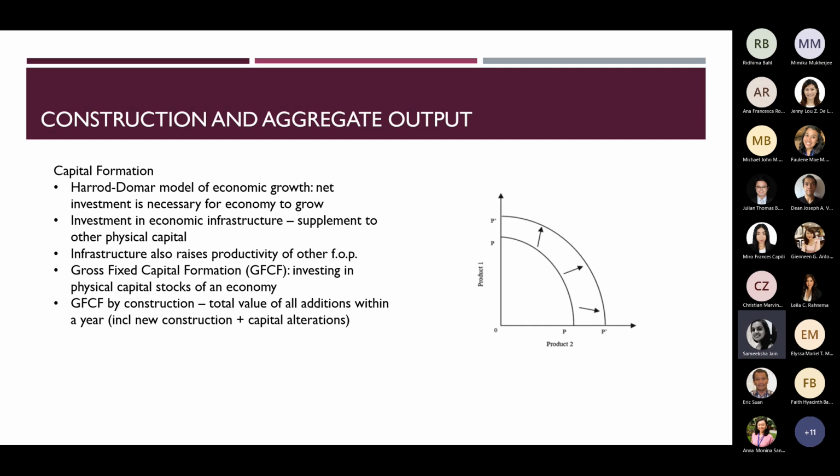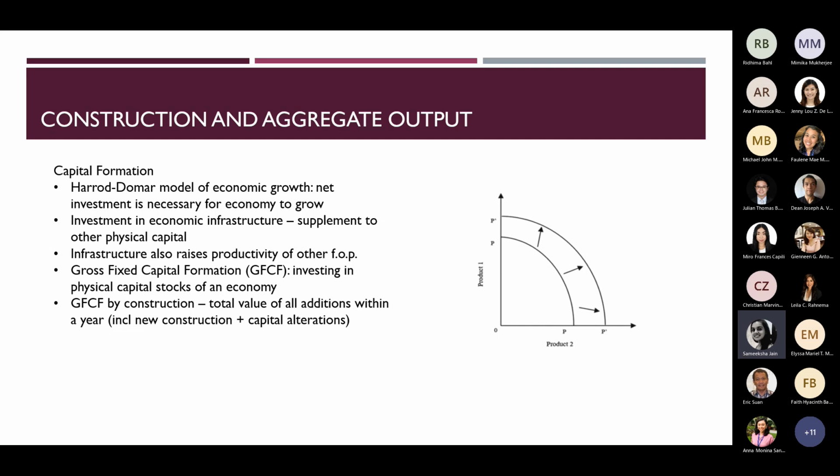So now taking this a step further, we will discuss construction in the context of economic growth, something we hope would interest particularly our colleagues who work on the IO analysis. So we refer to the Harrod-Domar model of economic growth here that states that net investment is necessary for the economy to grow. We distinguish between economic infrastructure and physical infrastructure.